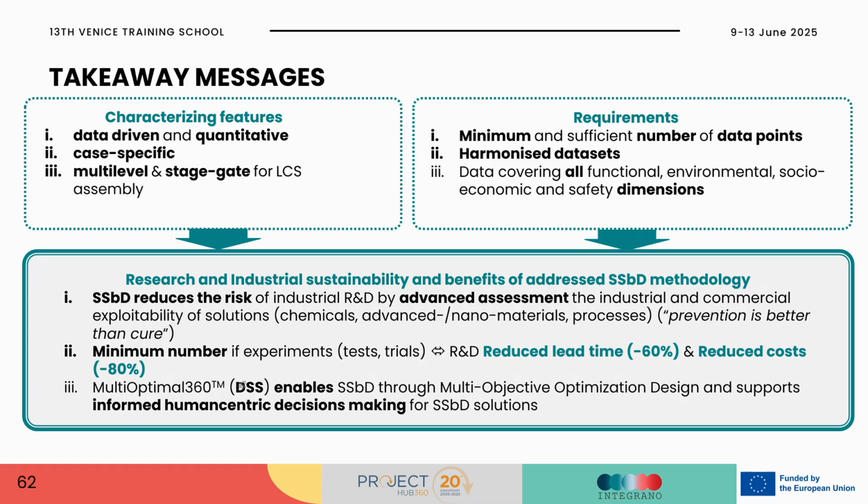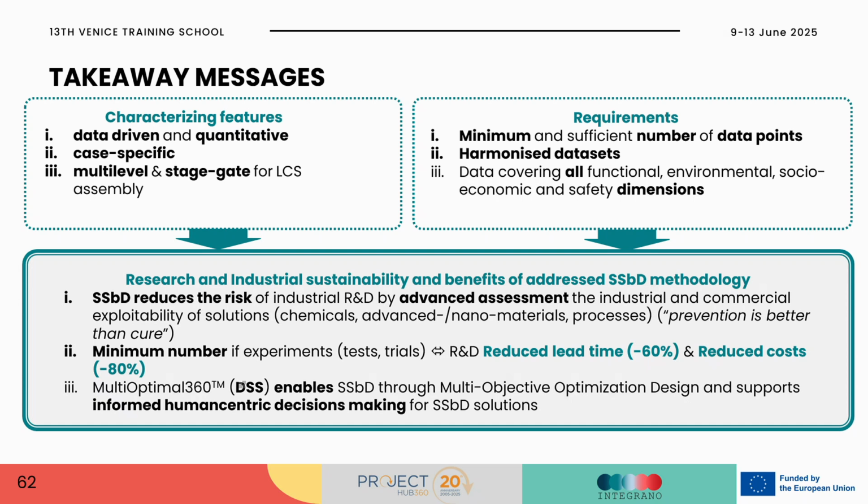Yeah, there are requirements anyway. This is not for free. We need a minimum and sufficient number of data points. So 6 experiments with replica are enough to assess what is the best formulation according to different criteria. And we need the harmonized data set. So don't forget Iri. She is the shepherd. Then data covering all functional, environmental, social, economic, and safety dimensions are needed. And within the dimension, we need to define suitable KPIs representing what is sustainable, what is safe, what is socially having positive or negative impacts.